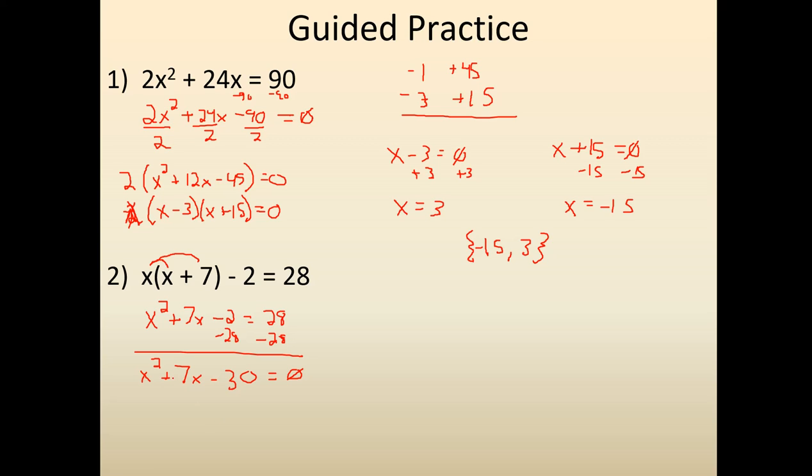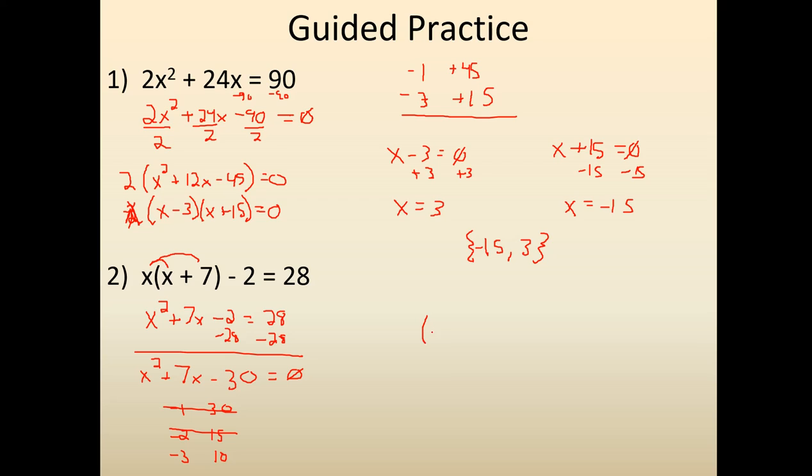That means the bigger number is going to be positive. So we have negative 1 and 30. That equals 29, so that's wrong. Negative 2 and 15 is going to equal positive 13. That's wrong. Negative 3 and positive 10. Add those up, I get plus 7. So that's going to be my answer.